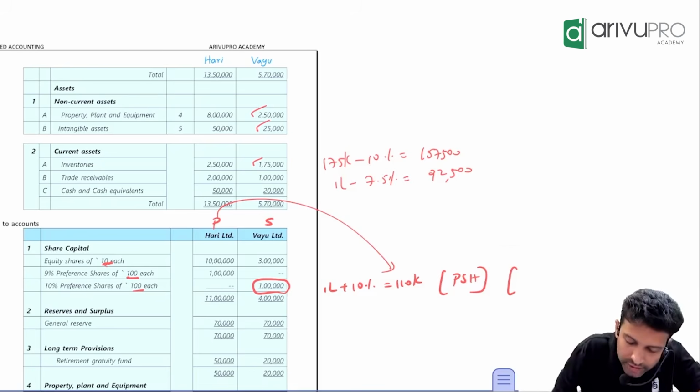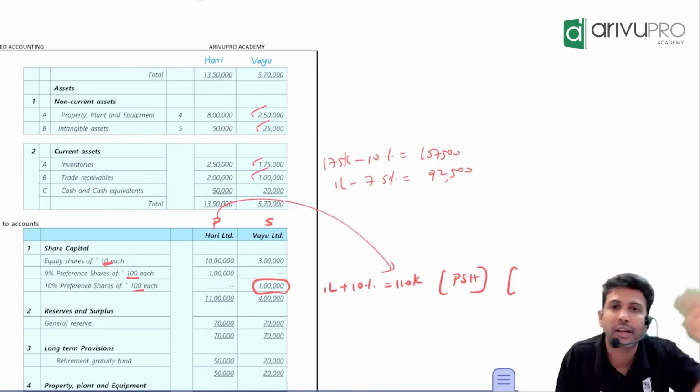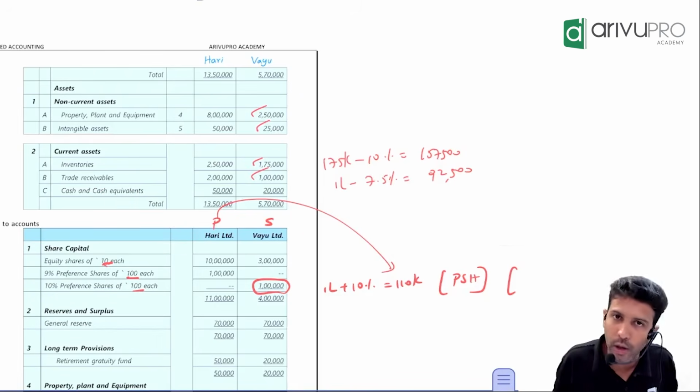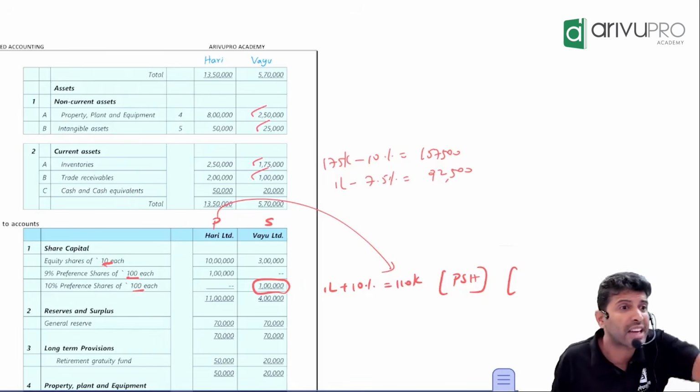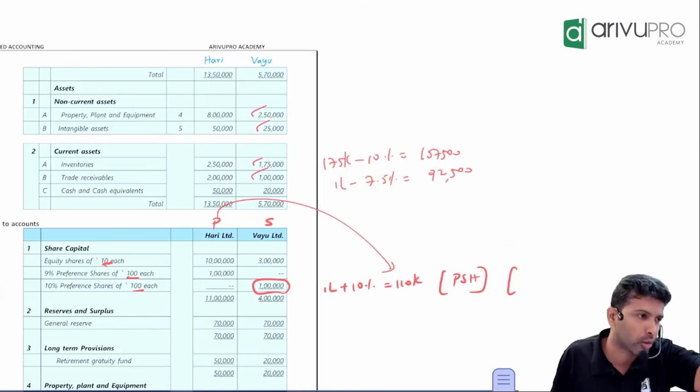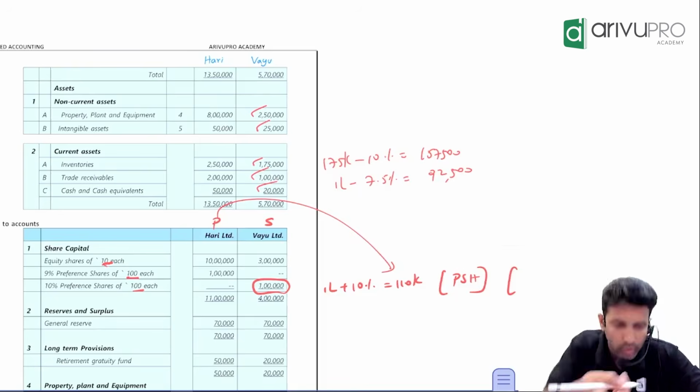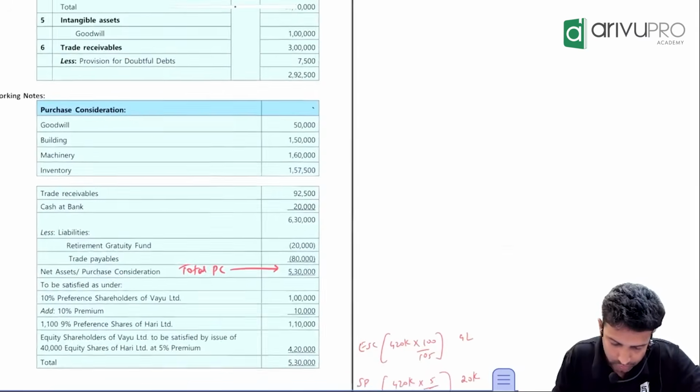Now there is one more asset called what? Cash. We read the whole question. They did not specify whether cash is taken over or not taken over. What is the assumption we make? It is taken over at what value? Book value. So add 20,000 to that. How much are you getting?